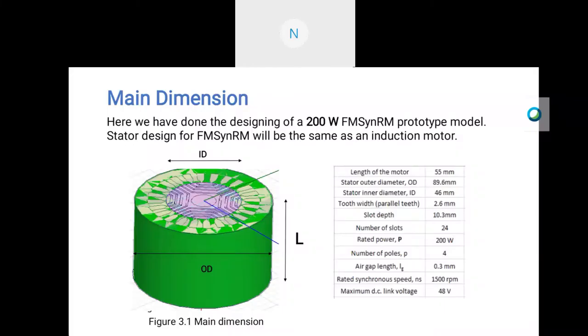The length of the motor is 55 millimeter, shown in the table. Stator outer diameter is 89.6 mm. Stator inner diameter is 46.1 mm. These are all the values we have calculated. Air gap length is 0.3 mm, and it is a 1500 rpm motor.